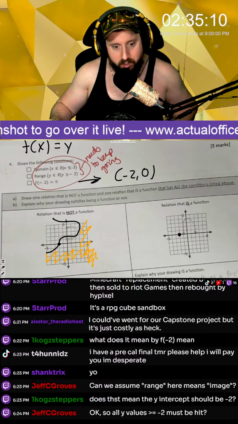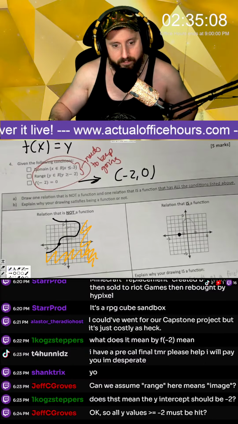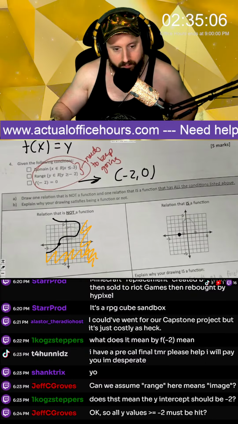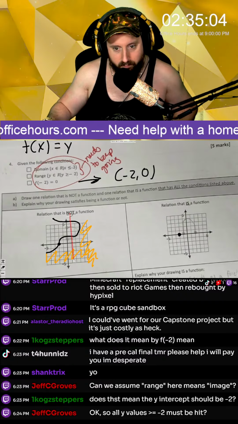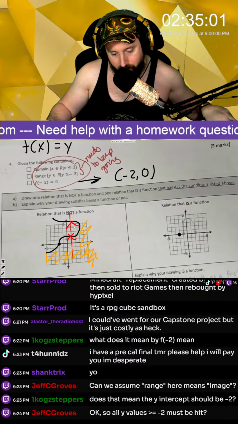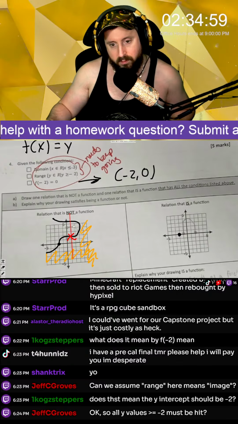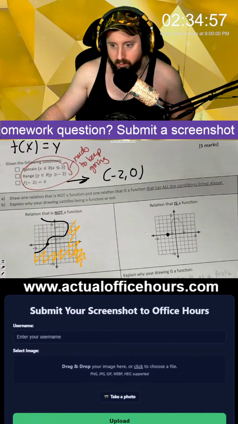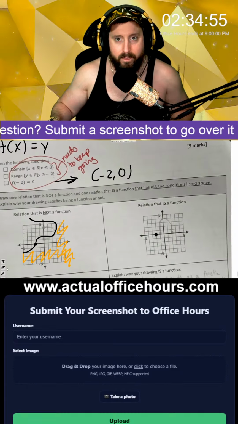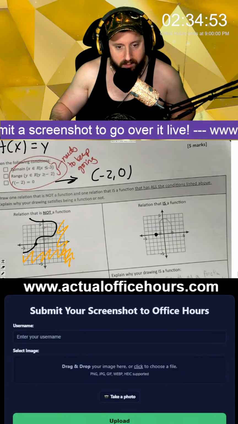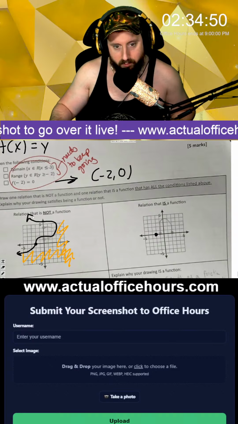And then something that's not a function is something that violates the vertical line test. So, for instance, right here, this violates the vertical line test. No. Okay. Same thing here. You're right, Shantrix. I should technically put arrows. Yes, let's put arrows. There we go.